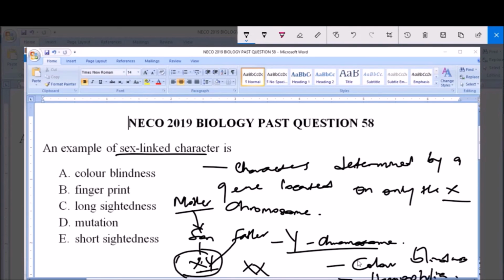And from the options, you see that we have color blindness given to us, which is option A. So color blindness is an example of a sex-linked character or a sex-linked trait. So the answer to this question is option A, color blindness.